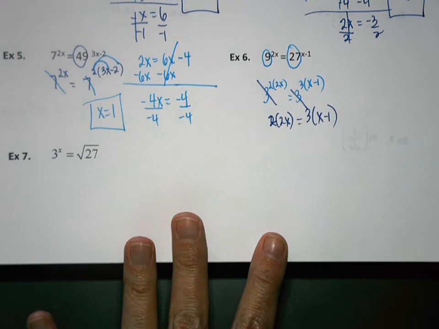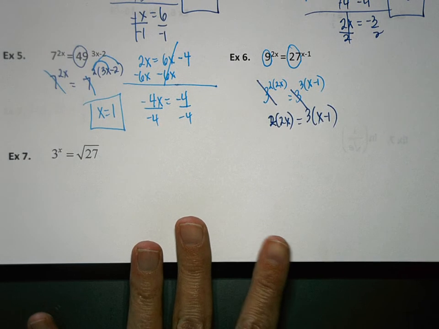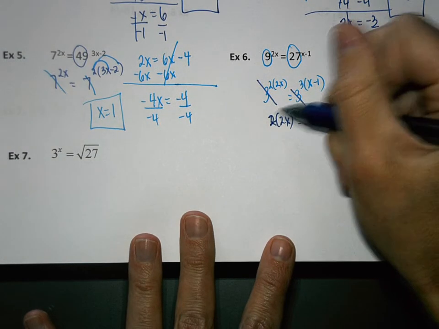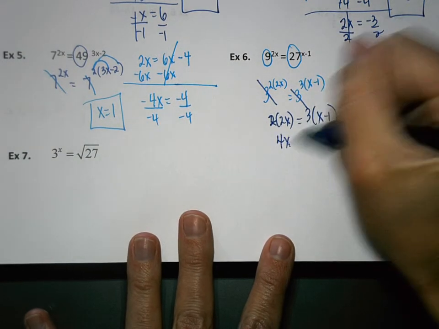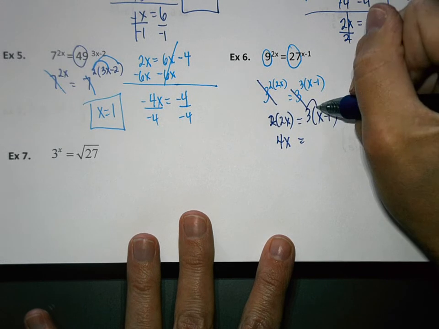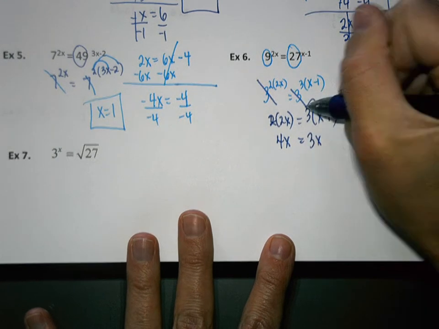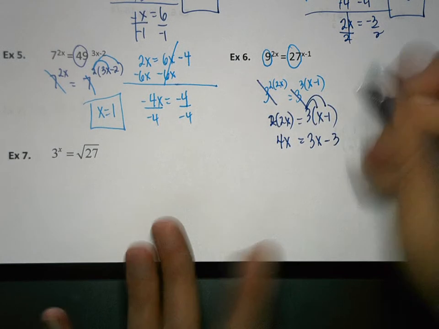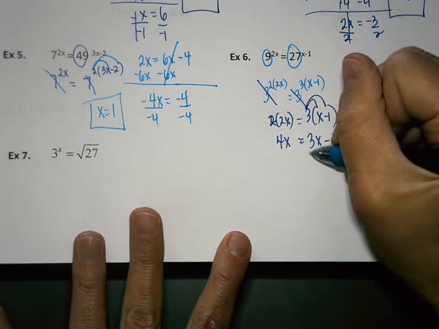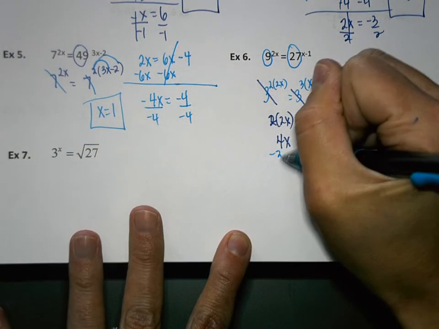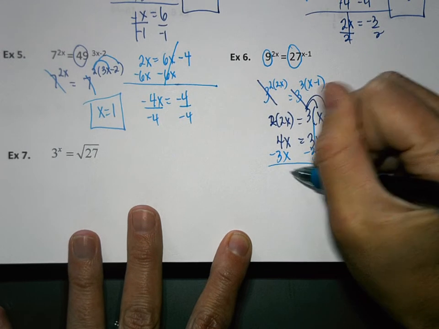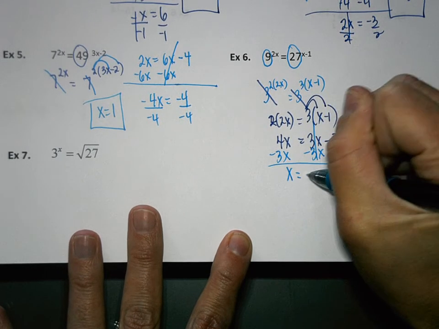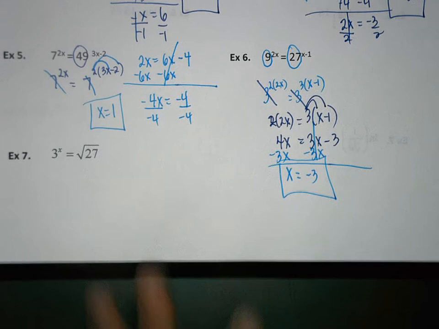Next step, what will I do, Anthony? Distribute. Good. So 2 times 2x makes 4x, and then we distribute here. 3 times x is 3x, and 3 times negative 1 is negative 3. And then we're just solving for x, so I'm going to subtract 3x from both sides, and those eliminate, and we get x equals negative 3 for our answer. Any questions?